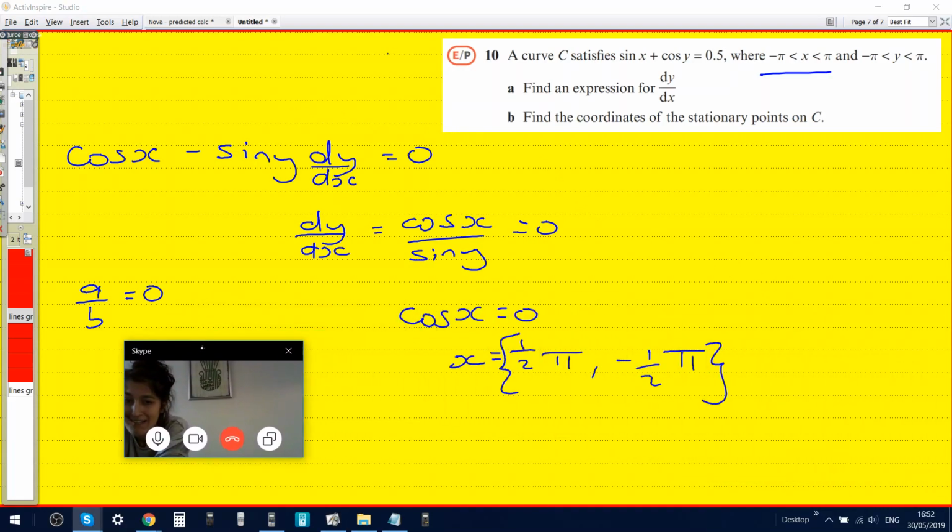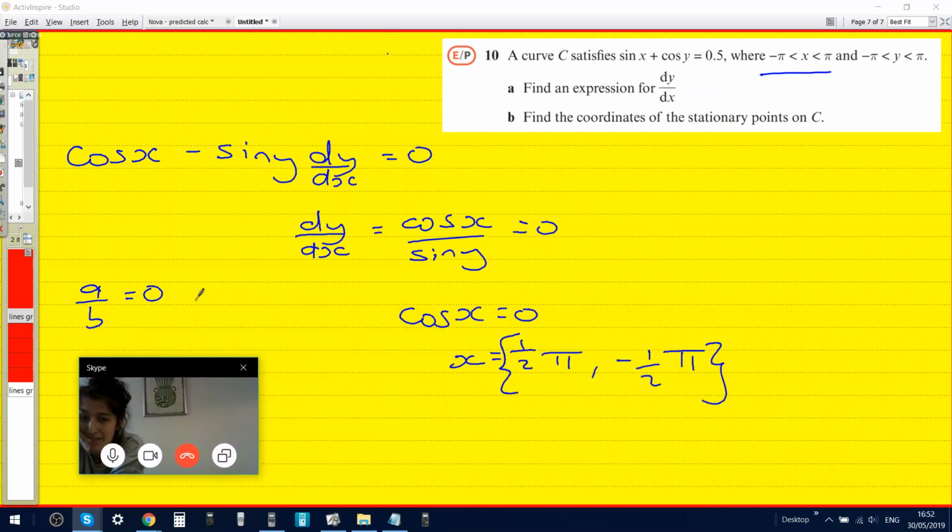And so, what? So that's the x coordinate. What's the y coordinate? How did you get the y coordinate? I don't know. Put it back into the equation. Which equation do I put it in? The original one. Yes. 0.5 minus half.